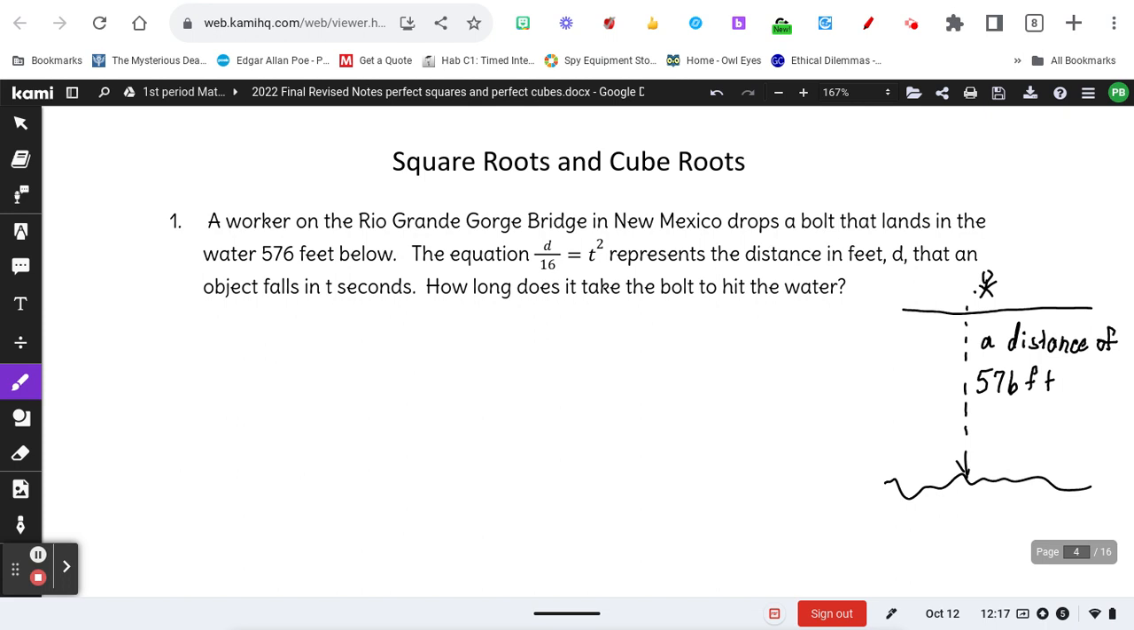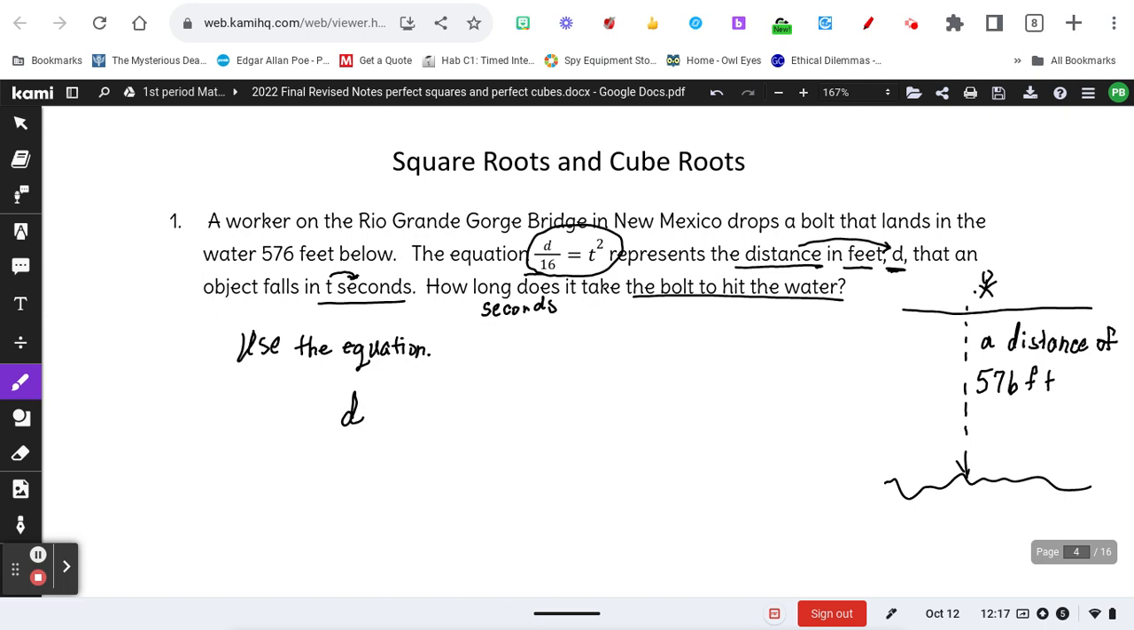It says the equation d divided by 16 equals t squared represents the distance in feet, called d, that an object falls in t seconds. So the distance is called d, and t is going to be seconds. How long, which is how many seconds, does it take the boat to hit the water? Well, we're going to use the equation.